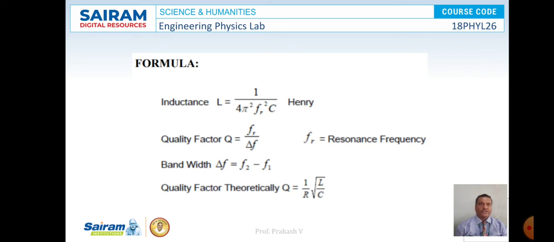That will be evaluated from the graph, and theoretically we can calculate the quality factor Q, given by 1 by R into square root of L by C, where R is the resistance connected in the circuit, L is the inductance value calculated from the formula, and C is the capacitor connected in the circuit.